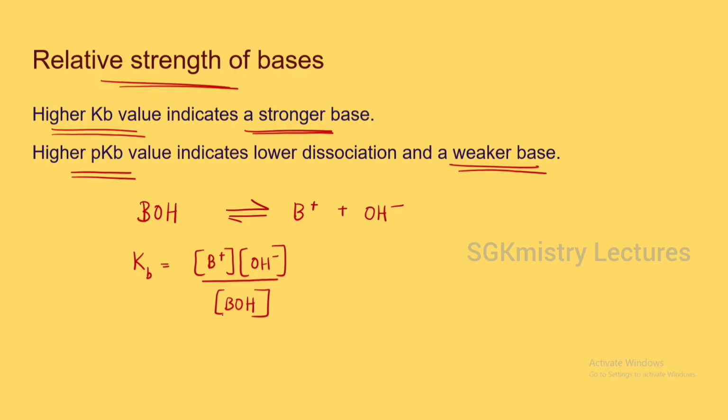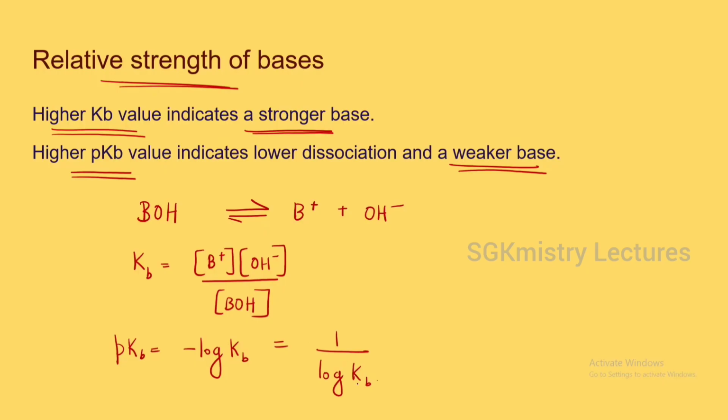So based on this Kb, we know that if it is higher, we know that it is a stronger base. And we also know that pKb is equal to minus log of Kb. This is similar to whatever we have studied in terms of acids. So more is the value of pKb, lower is the strength of that particular base.